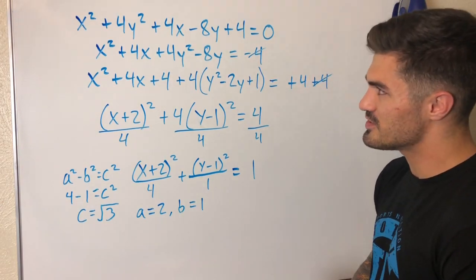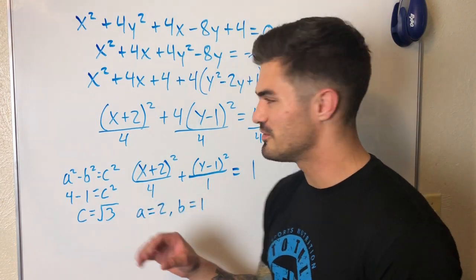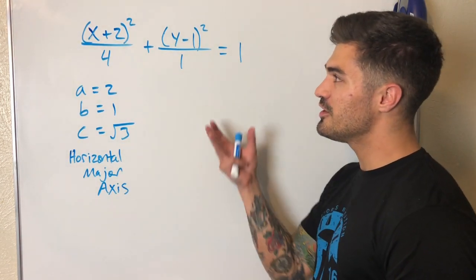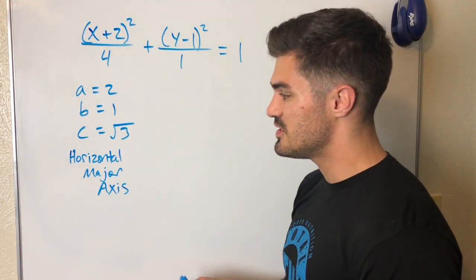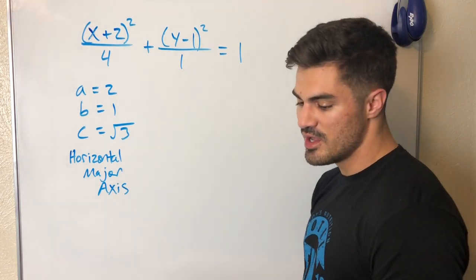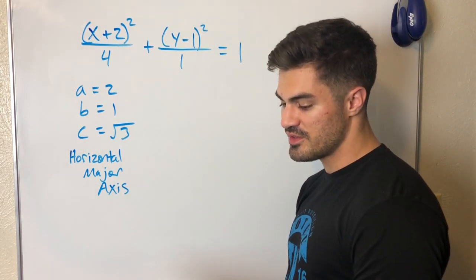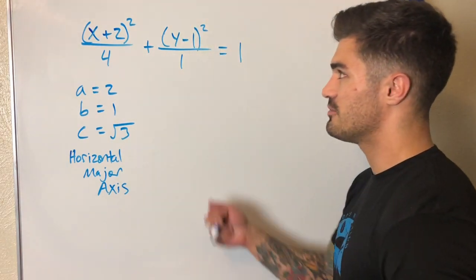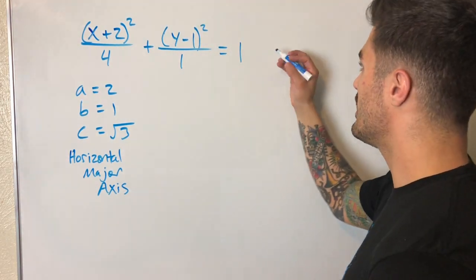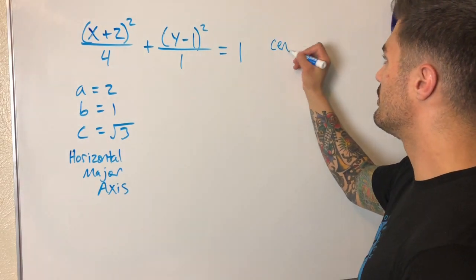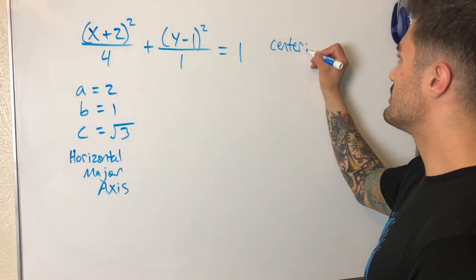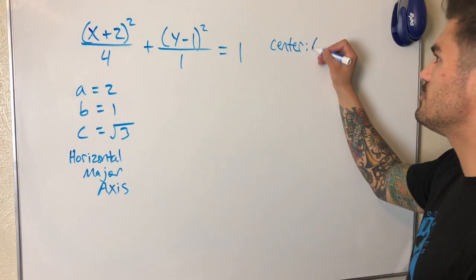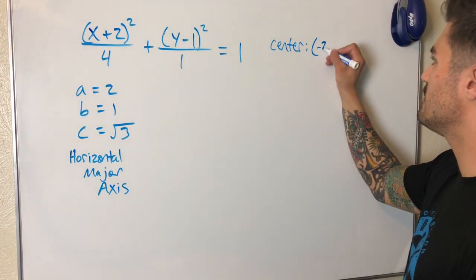So let me organize this information a little better. All right, so I've arranged it a little neater. Here we already have our equation. We have a, b, and c. We have a horizontal major axis. So let's double check what we need to find. We need to find the center, foci, and vertices, and then graph. So my center jumps out at me, right? We have that h and that k. So my center is, let's see, my h is -2, my k is 1, so I have -2, 1.